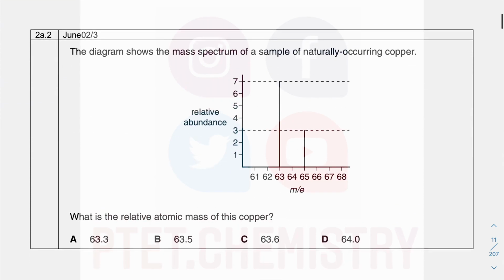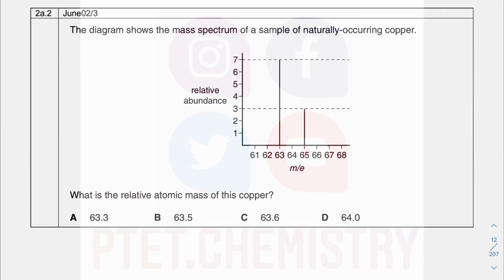Moving on to 2a part 2. This is a question on finding relative atomic mass. Instead of being given percentage, you get a relative abundance. So that's why you are not going to get something over 100. You need to be very careful.